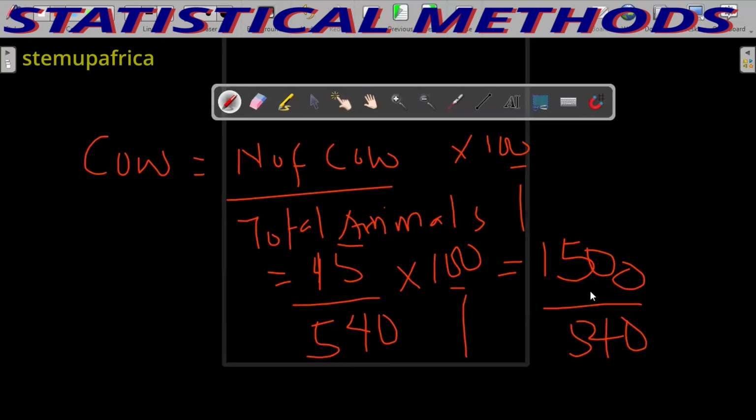1500 divided by 540. So let me multiply from here. That will give us 2.78%. The percentage of cow will give us 2.78. I hope that is understood. That gives us 2.78%. Then let's go to the next one.